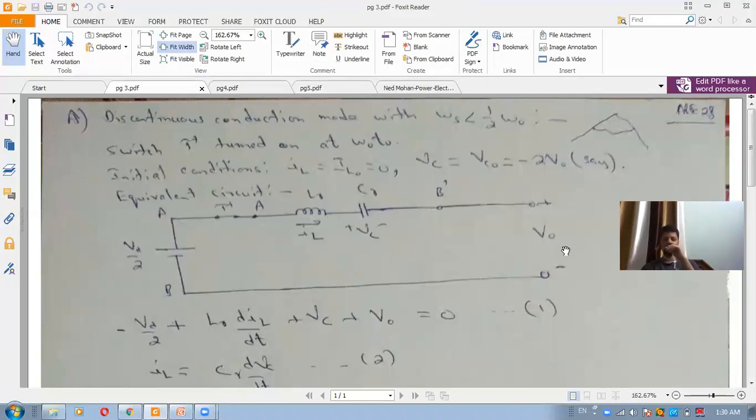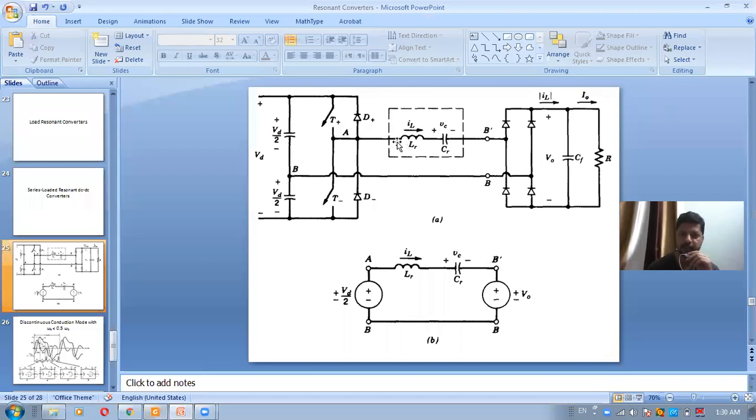Where because IL is positive here, the voltage applied here is plus V0. Now the initial conditions here are that the initial inductor current is 0 and the capacitor voltage is minus 2V0. We are assuming here that the capacitor voltage is minus 2V0. If we see the capacitor voltage after one cycle, we will see that it is minus 2V0. So the initial conditions are that the inductor current is 0 and the capacitor voltage is minus 2V0.